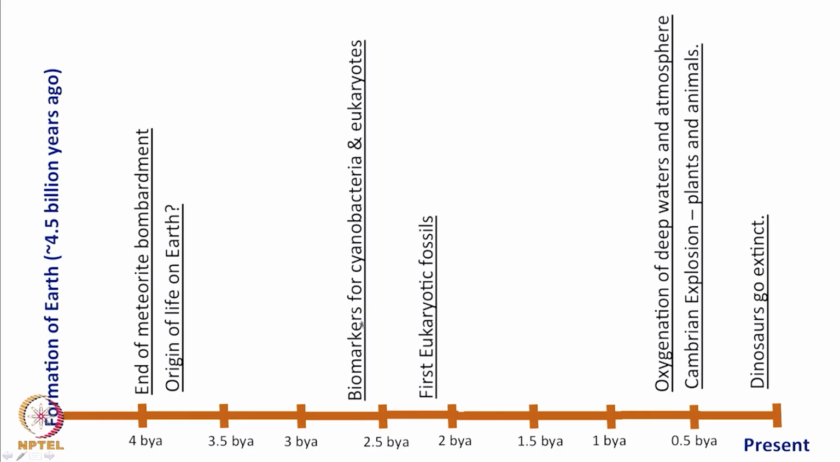And if you look at the chart here, the first evidence for this is about 2.7 billion years back, where we have some biomarkers for cyanobacteria and eukaryotes. And the first real evidence for the presence of eukaryotic fossils only comes from about 2.1 to 2.2 billion years back, where you have the first fossil records of eukaryotes on Earth. And then for the next billion years or so, we don't believe that there was much evolution in terms of the complexity of organisms.